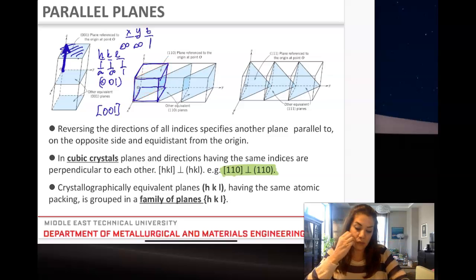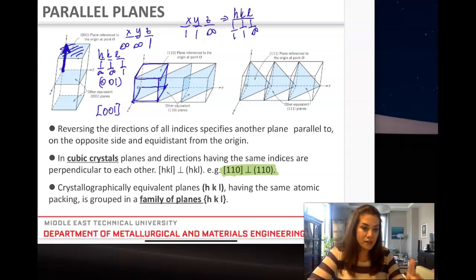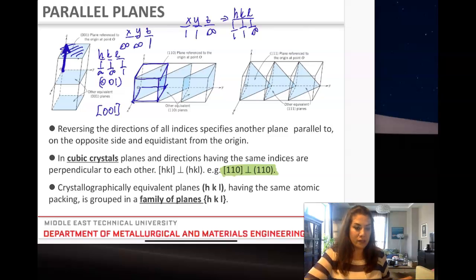What is its intersection with X, Y, and Z? It is intersecting with X at 1. It is intersecting with Y at 1. It never intersects with Z. It's parallel. It intersects at infinity indeed. So what are my HKL values for this specific example? 1 over 1, 1 over 1, 1 over infinity. Do not get lazy on that. Please always take the reciprocal. And if you're coming from the other end, if you know the indices, again take the reciprocal to find the intersection points, right? We'll do an example of that as well.